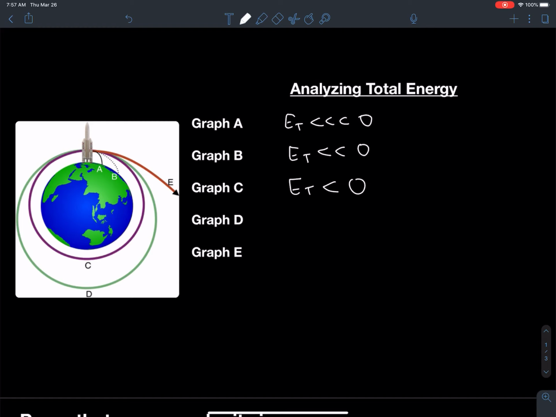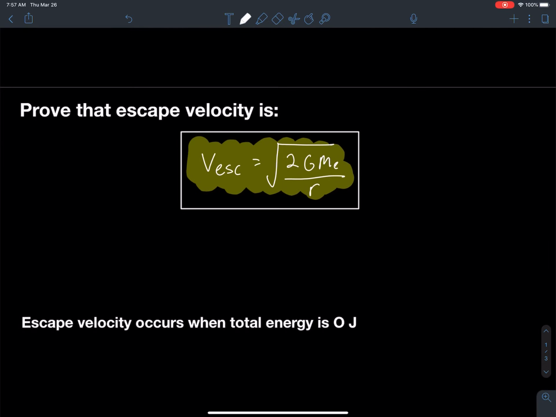If I go a little further, I'm going to make an elliptical orbit. And then if I escape altogether, like in graph E, the minimum total energy that I have to have is equal to zero. And that's where we start to be able to come up with an equation to calculate our escape velocity. The escape velocity occurs when your total energy is equal to zero. And so that's what we're going to do right now.